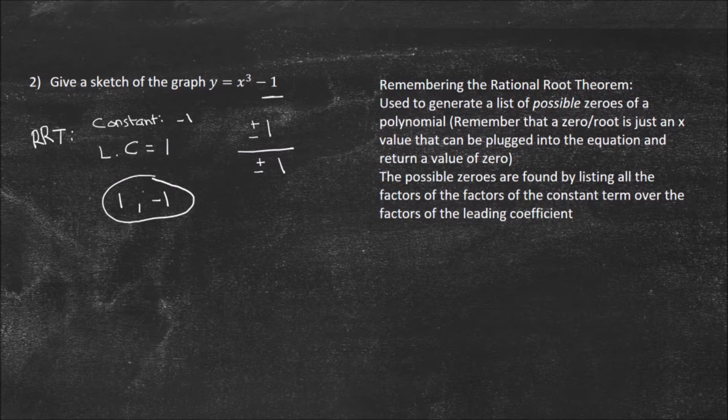So, let's evaluate at f of 1. So that's going to be 1 to the third minus 1. Well, 1 to the third is 1, minus 1 is 0. So that one is a factor.